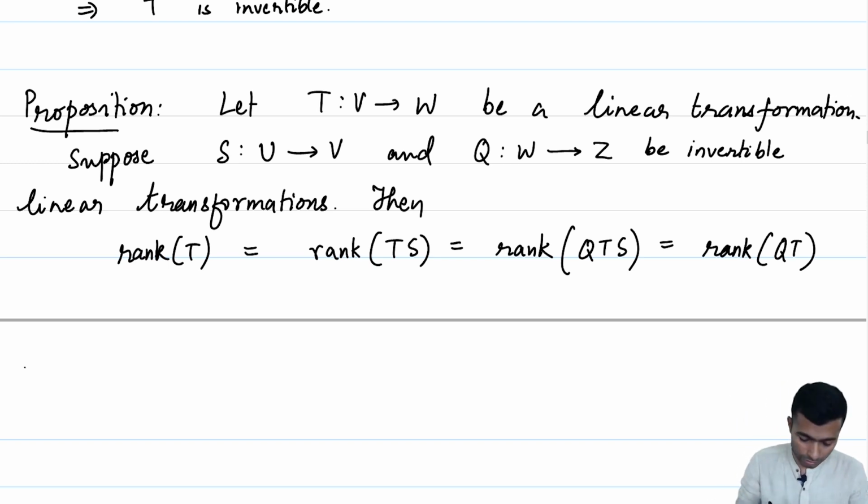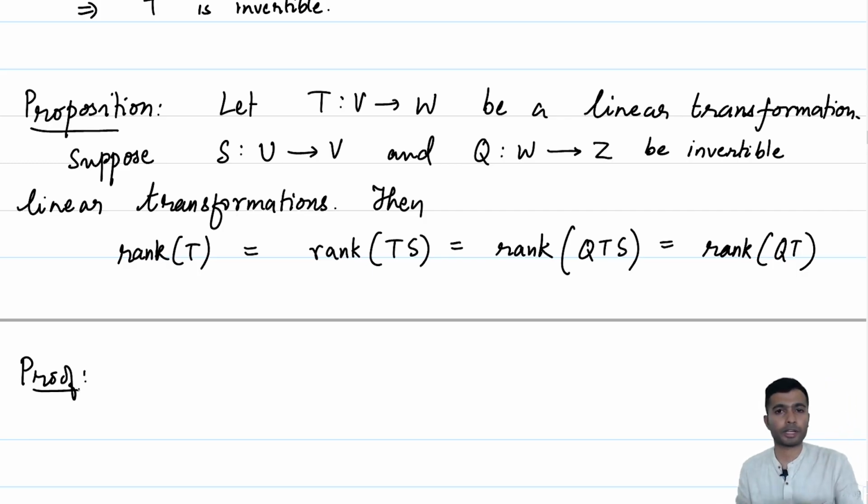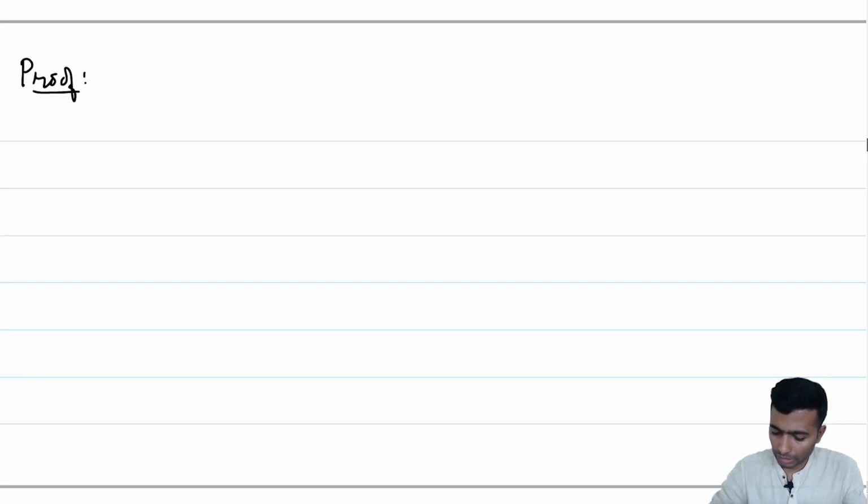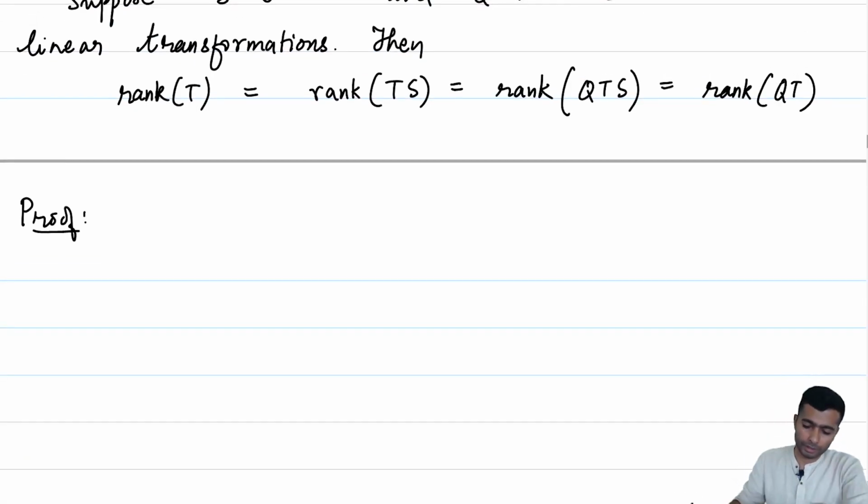Let us try to prove this proposition step by step. Let us first prove that rank of T is the same as rank of TS. What does it mean to say that rank of T is the rank of TS? Rank of T is just the dimension of the range of T. And what is rank of TS? That is the dimension of the range of TS.